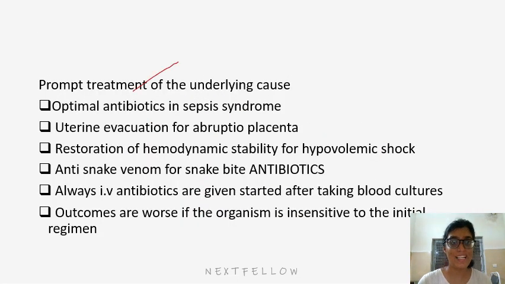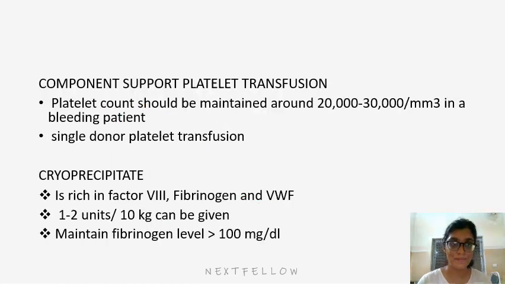Prompt treatment of the underlying cause: optimal antibiotics in sepsis syndrome, uterine evacuation for abruptio placentae, restoration of hemodynamic stability for hypovolemic shock, anti-snake venom for snake bite. Always IV antibiotics are given, started after taking blood cultures. Outcomes are worse if the organism is insensitive to the initial regimen.